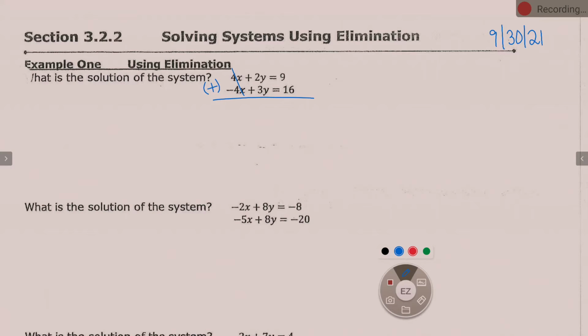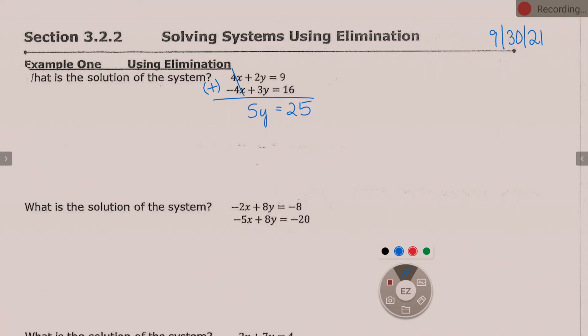Okay, next. What is 2y plus 3y? 2y plus 3y is 5y. We're going to carry down the equal sign. And what is 9 plus 16? 9 plus 16 is 25. Well, I don't know about you guys, but that's good news to me. Why is that good news? It's going to be a nice, neat whole number, isn't it?